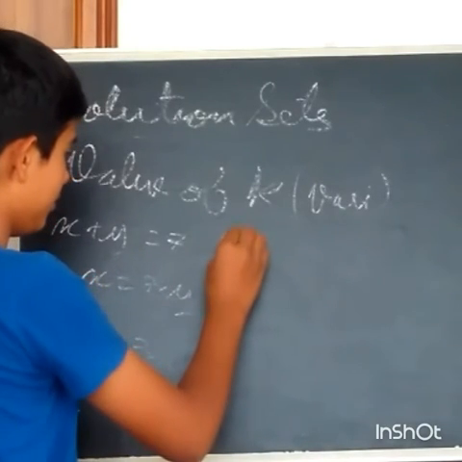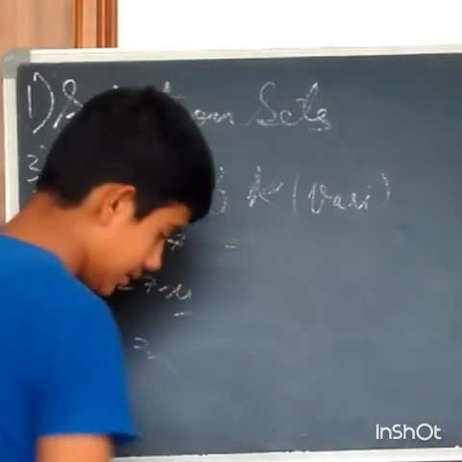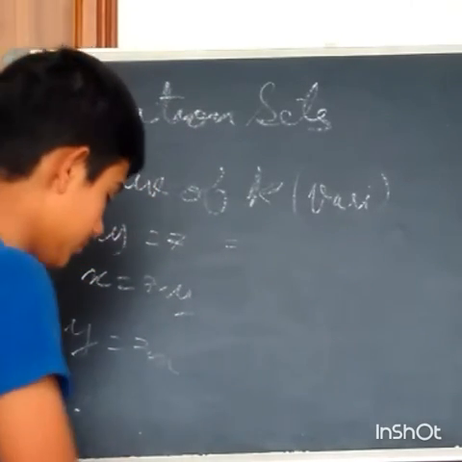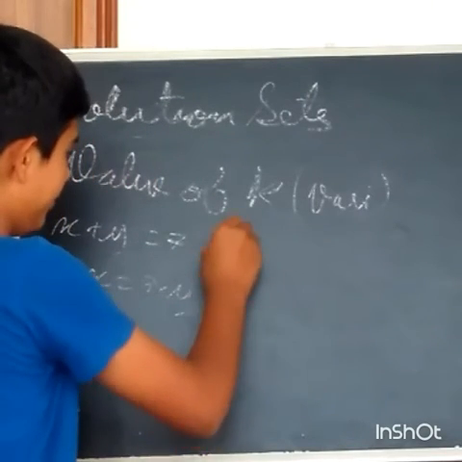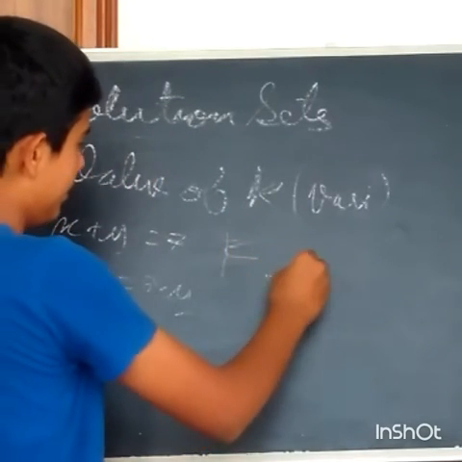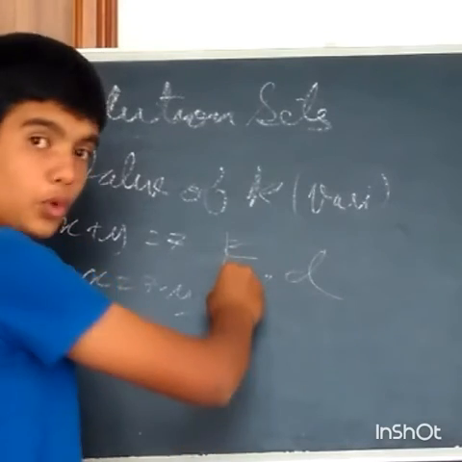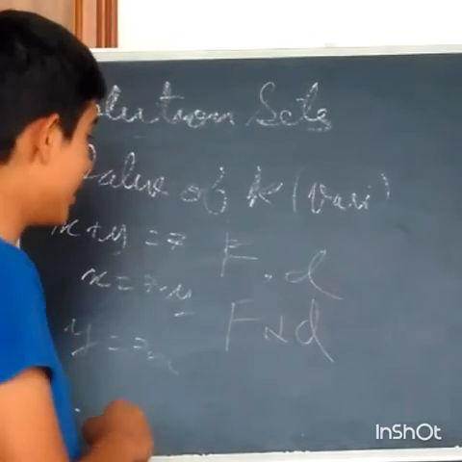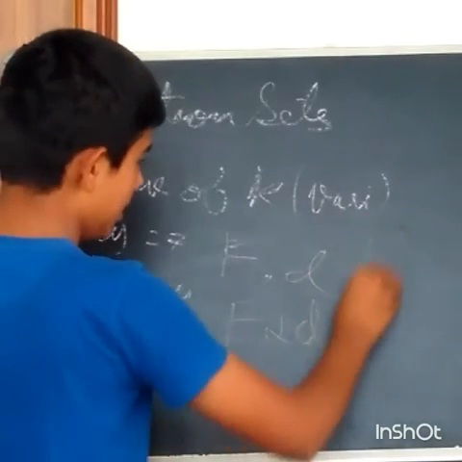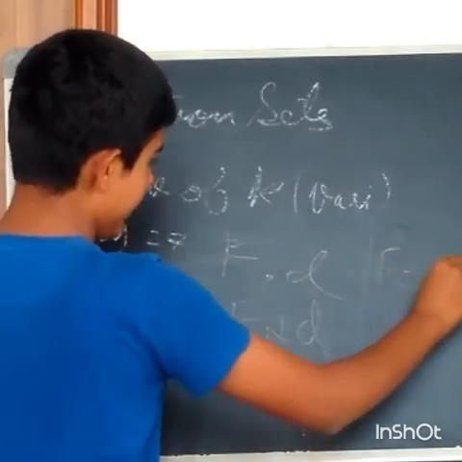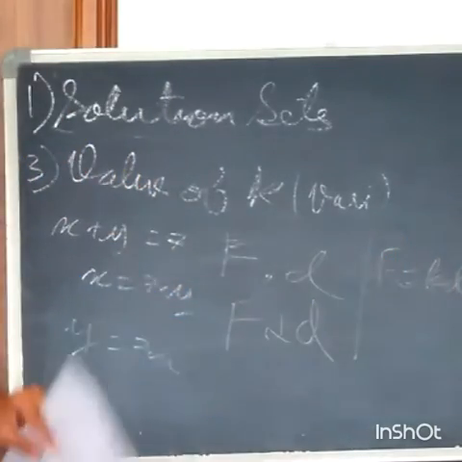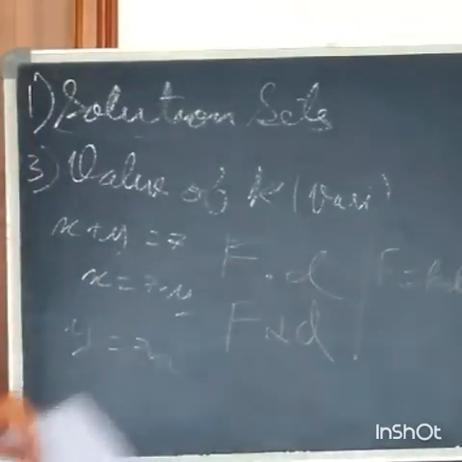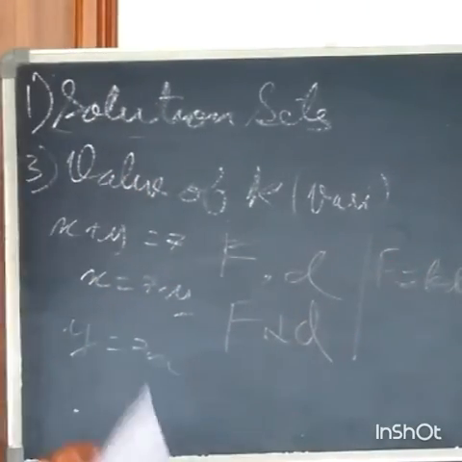If F is the force applied and D is the distance traveled, and both are proportional, therefore F is directly proportional to D, which gives us the equation F is equal to KD. There K is the proportionality constant, which we have to apply. So this is just the type of question.